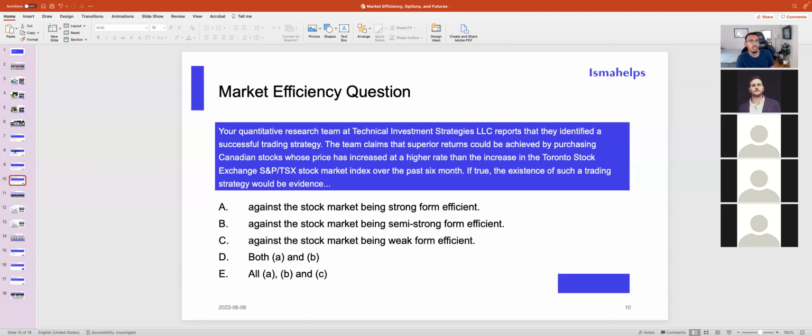A, it's evidence against the stock market being strong form efficient. B, it's evidence against the stock market being semi-strong form efficient. C, it's evidence against the stock market being weak form efficient. And then D is A and B, E is all of them. So what is the answer here?